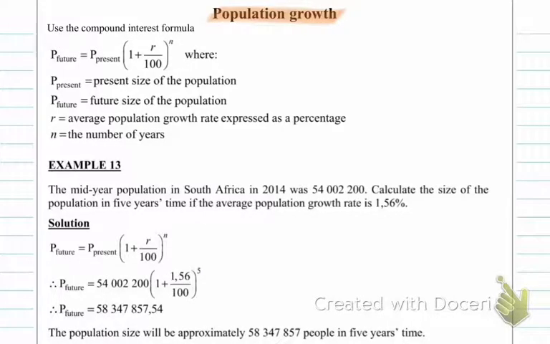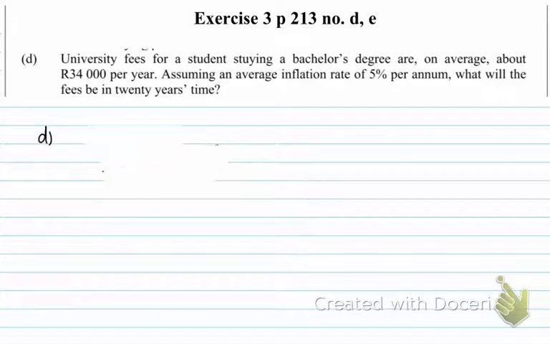Let's look at your homework for today. The homework for today is exercise 3, which is on page 213 in your textbook, number D and E, as well as exercise 5, which is on page 216, number B and C. But please try the homework on your own first and then come back to the video to check your answers.